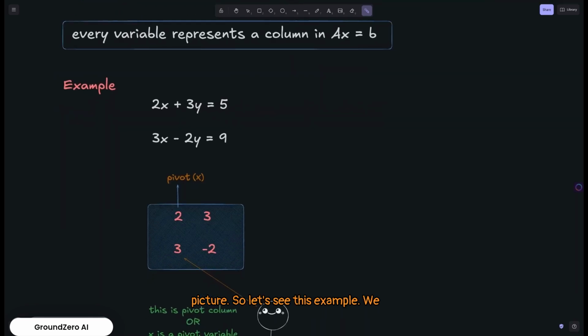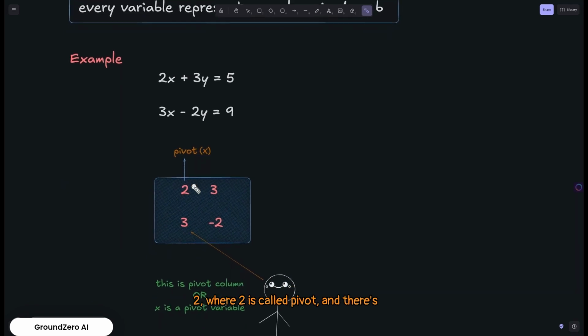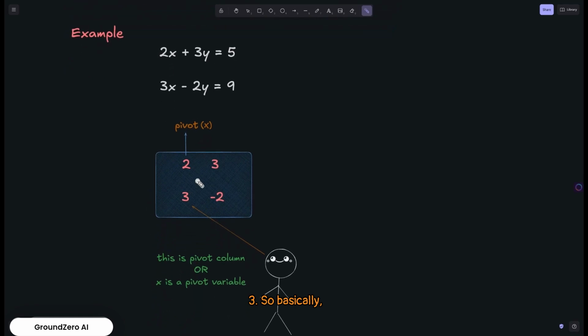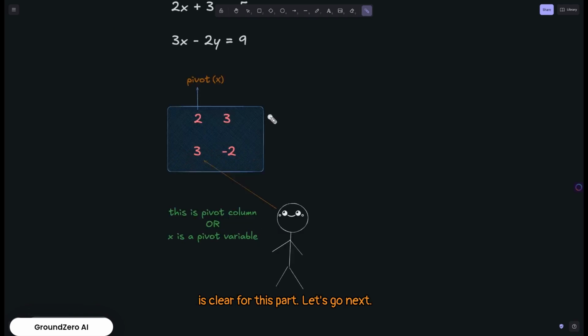So let's see this example. We have the equations 2x plus 3y equal 5 and 3x minus 2y equal 9. We first take these equations to matrix form. So we have 2, 3, 3, minus 2, where 2 is called the pivot. Basically, see in this echelon form, we have the first non-zero entry in the first row. So this is our pivot for this first column. So this is the pivot column, or if you represent it by x, we'll call it a pivot variable, right? Cool. I guess this part is clear.